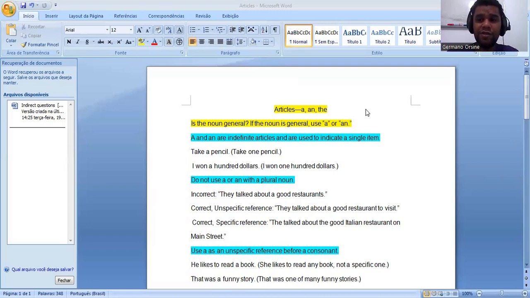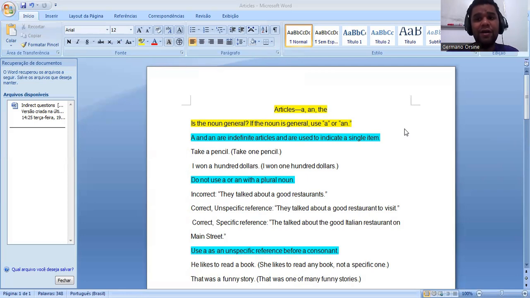So as I said before, today we're going to talk about articles: indefinite articles and the definite article, the. When should we use one and when should we use the other? Let's see. If the noun of the sentence is general, not specific, we have to use indefinite articles.